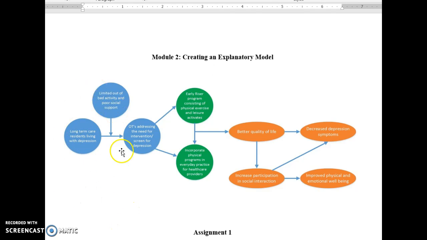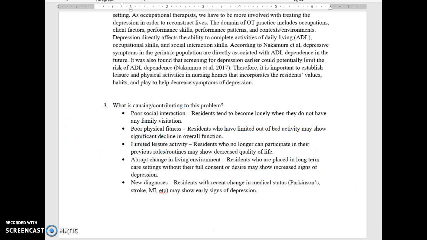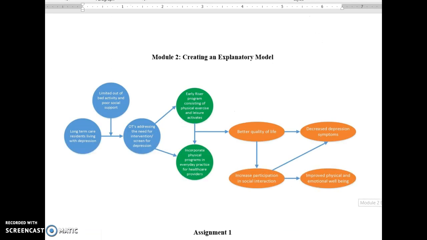What I would do here, though, is remember when you did module one, and I'm going to flip back to module one, you had the different influencing factors here. So you had five different influencing factors here. And I think that you want to incorporate a few of those into your model.